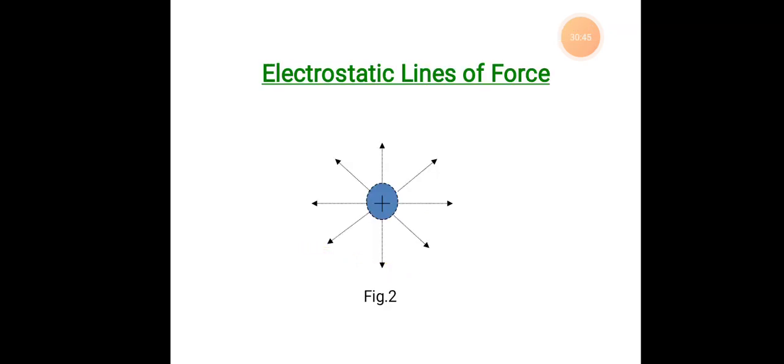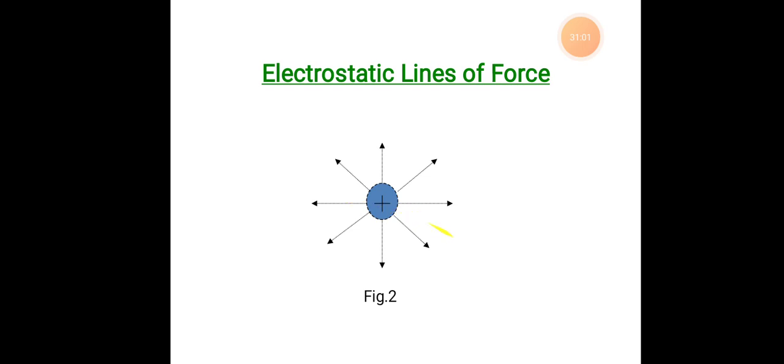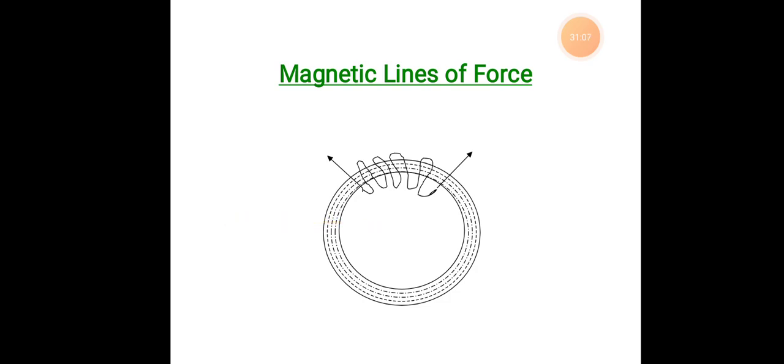See the electrostatic lines of force, the positive charge. This is a magnetic lines of force. The previous one is electrostatic lines of force. This is magnetic lines of force.